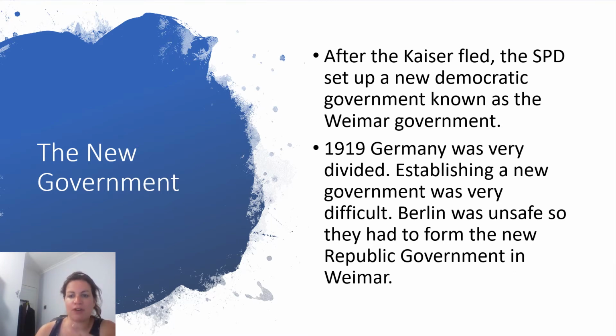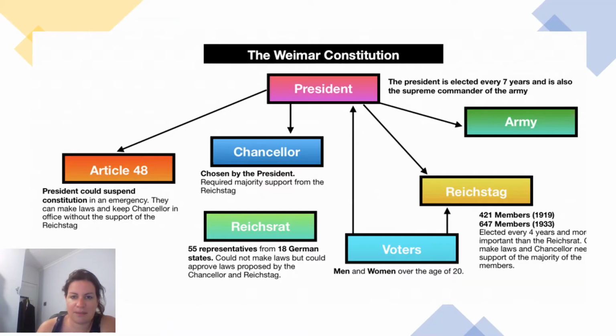And it became more democratic, and they also weren't particularly happy that the SPD were the ones leading it. When this new government was set up, Berlin was really quite unsafe because there were so many people unhappy, arguing, lots of rebellions and fights for power, that the government had to go and set up somewhere else. So we get the Weimar Constitution and the Weimar government, because they fled to Weimar in order to create this and have their discussions.